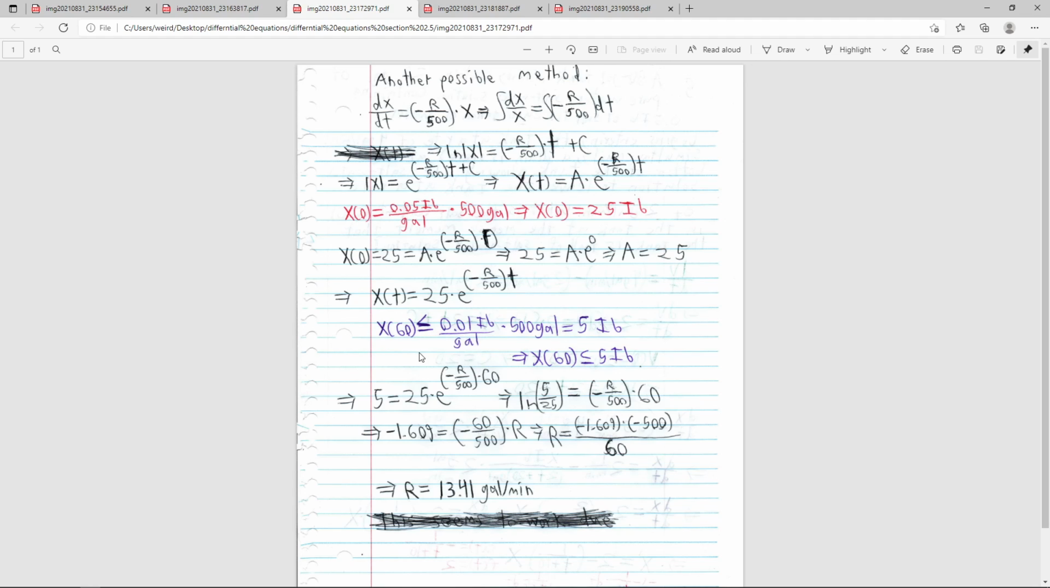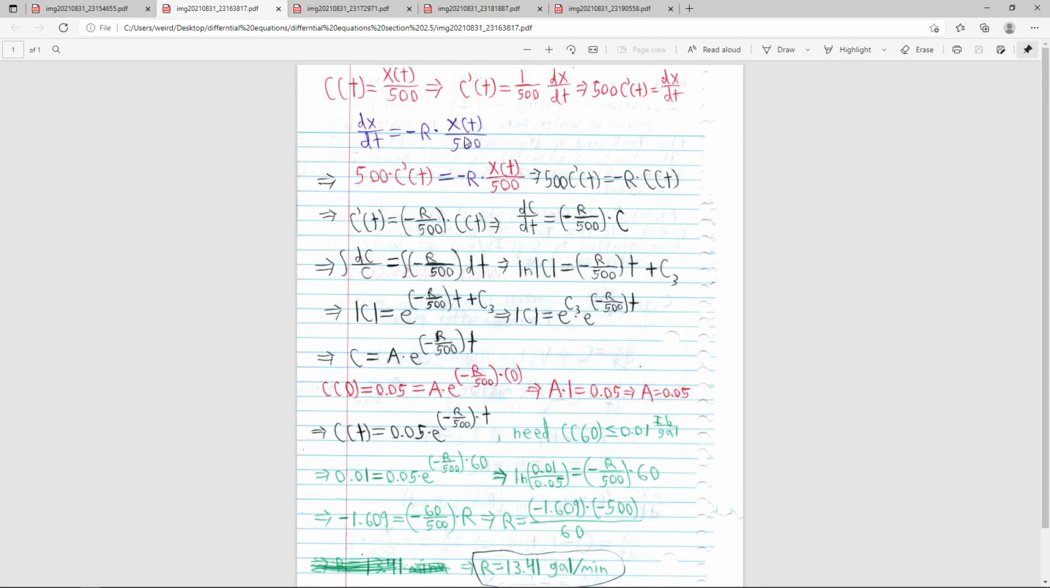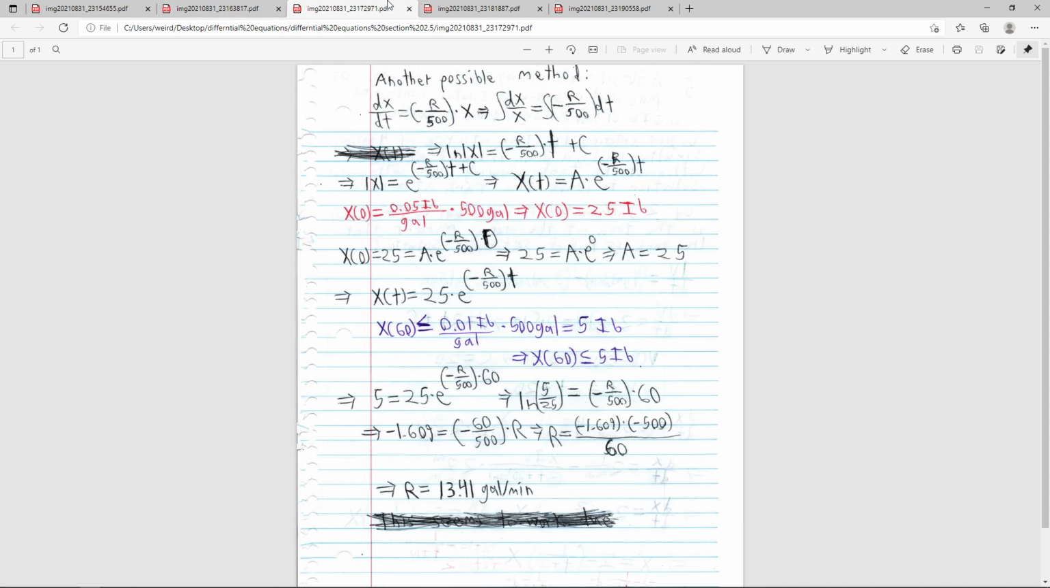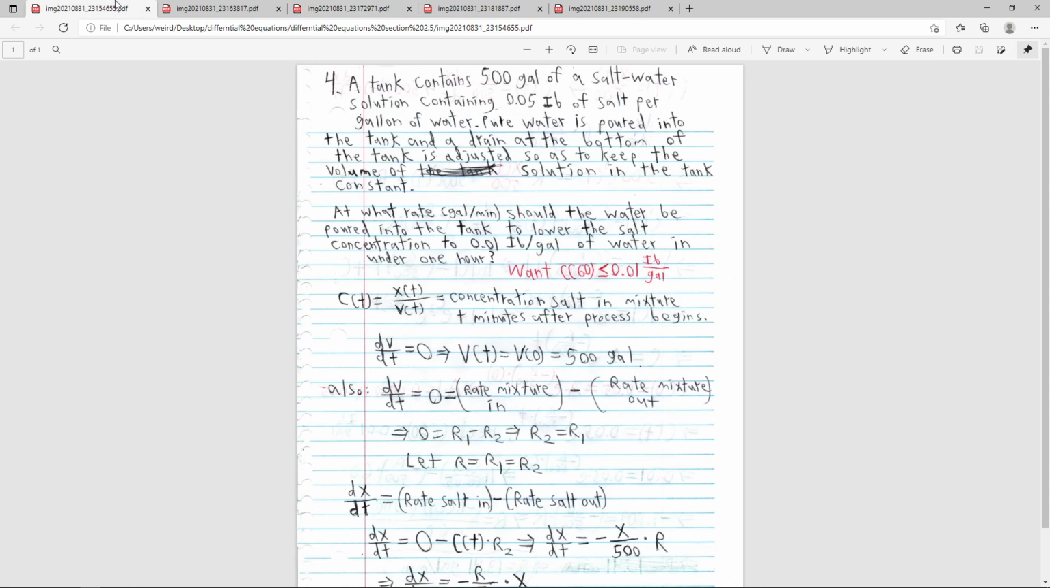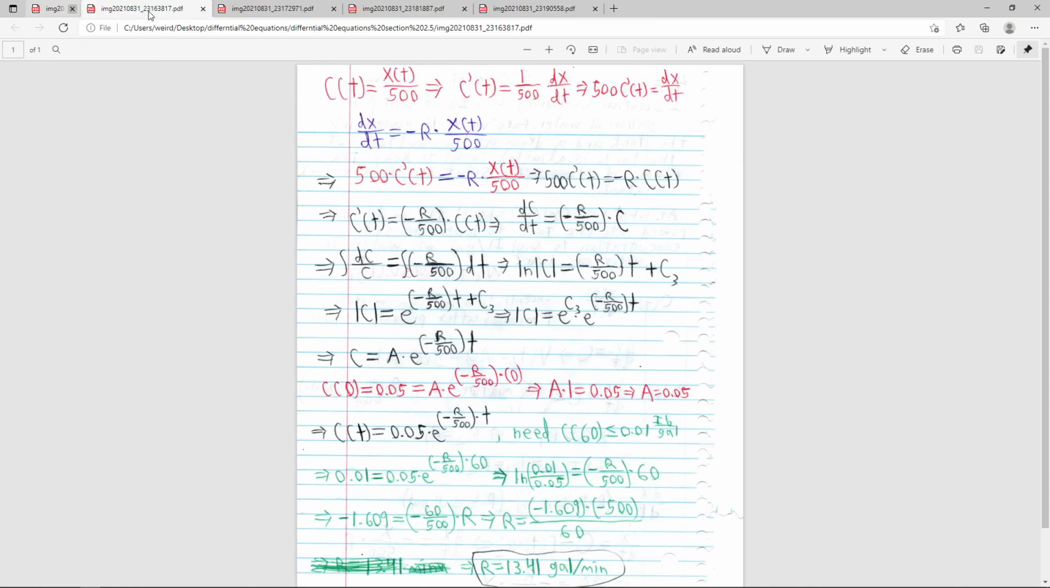And x of 60 is less than or equal to 0.01 pounds per gallon, which times 500 gallons equals 5 pounds. So we need x of 60 less than or equal to 5 pounds, and we solve it the same way, eventually getting r equals 13.41 gallons per minute. So it works. I'd say stick with the first method, but hey, this is an additional one if you really are stuck. You can do this with constant volume at the very least. It makes sense to convert from concentration to just the pounds of salt. But that's how you do that problem.